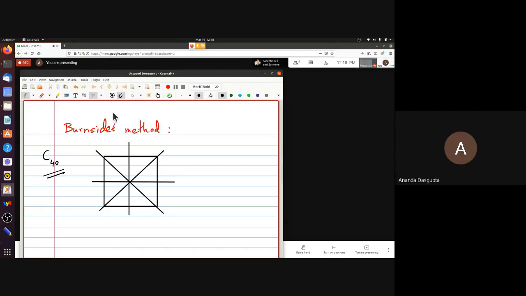So the symmetry elements are E, A, B, which are these 2 reflections, and C, D, which are these 2 reflections.